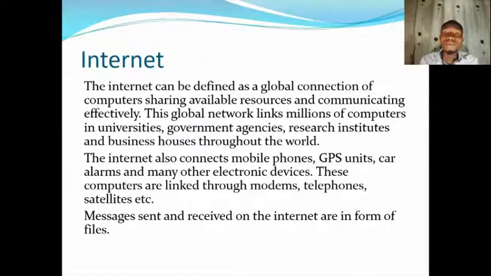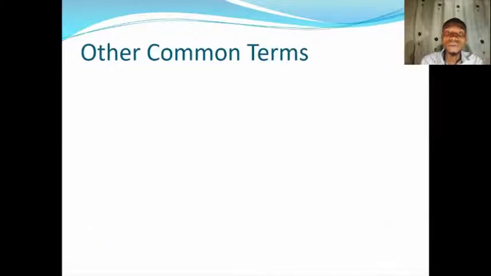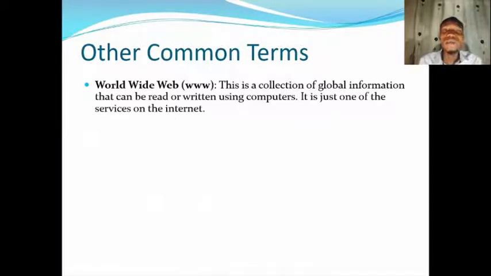Next we are going to be looking at the related terms, other terms that are used alongside the Internet. When we talk about the Internet, these are terms that come up normally. The first we'll be looking at is the World Wide Web, WWW. WWW, or World Wide Web, is a collection of global information that can be read or written using computers. It is just one of the services on the Internet. So that's one of the terms, World Wide Web.